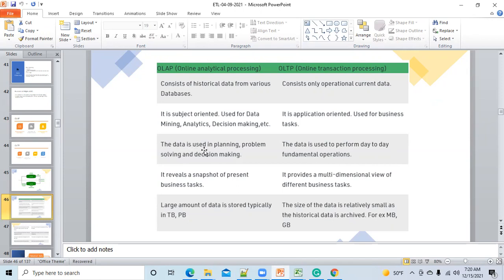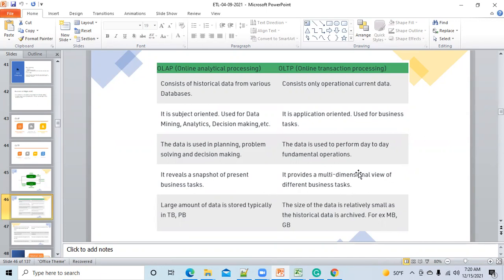So OLAP data is used in planning, problem solving, and decision making. Again, the same thing is coming. OLTP data is used to perform day-to-day fundamental operations. It reveals a snapshot of present business tasks. OLAP provides a multi-dimensional view of different business tasks. Here there is one limitation: OLTP can give you a snapshot of the present business task, meaning you will get data of a particular source generally, what was happening.